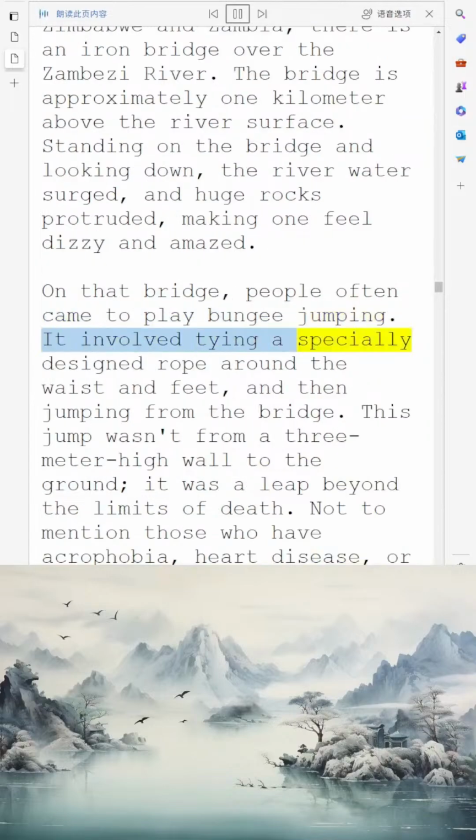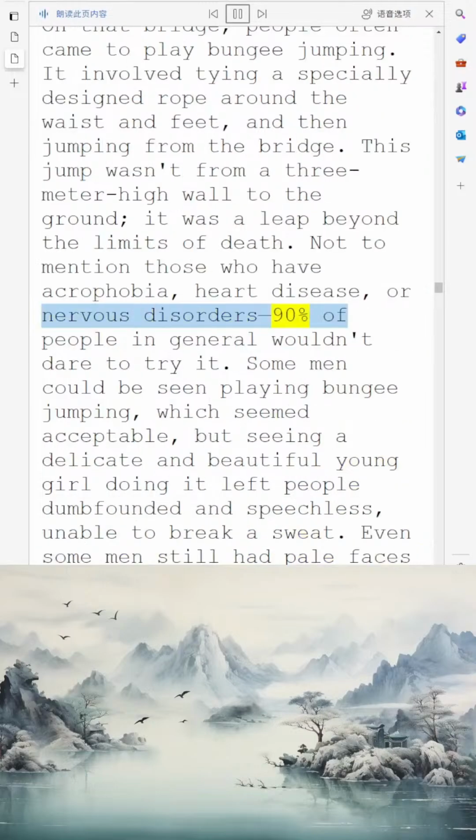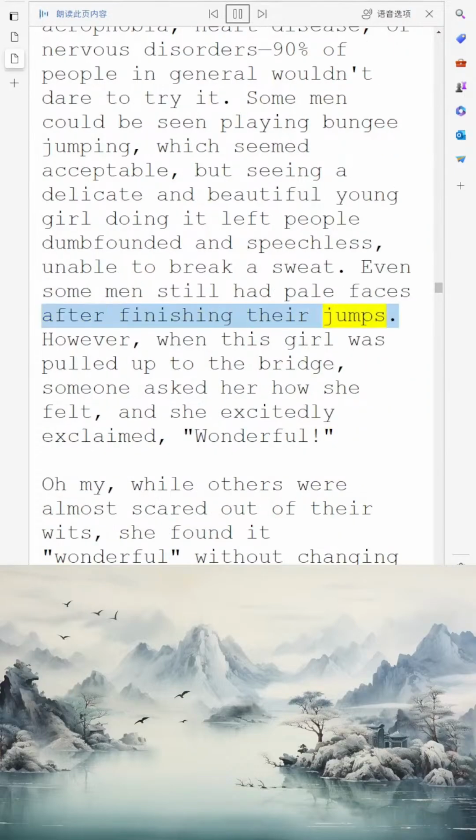It involved tying a specially designed rope around the waist and feet, and then jumping from the bridge. This jump wasn't from a 3-meter-high wall to the ground. It was a leap beyond the limits of death, not to mention those who have acrophobia, heart disease, or nervous disorders. 90% of people in general wouldn't dare to try it. Some men could be seen playing bungee jumping, which seemed acceptable, but seeing a delicate and beautiful young girl doing it left people dumbfounded and speechless, unable to break a sweat. Even some men still had pale faces after finishing their jumps.